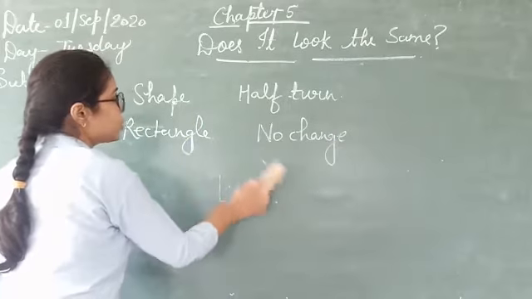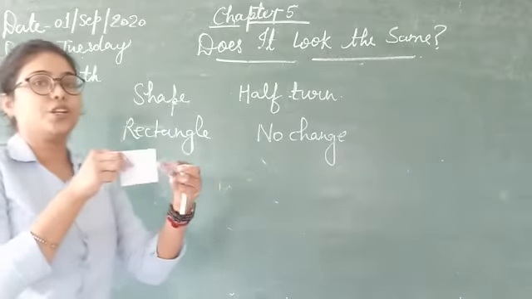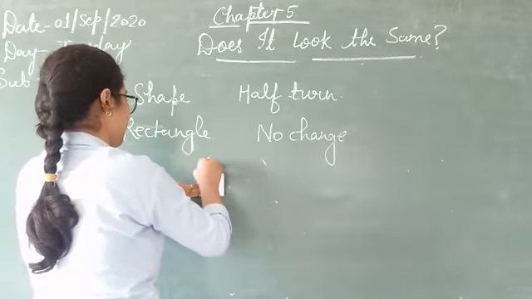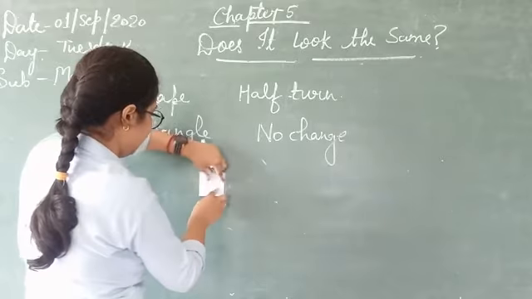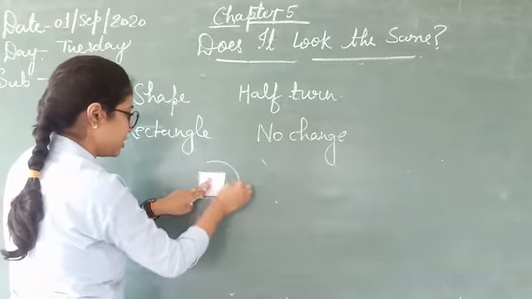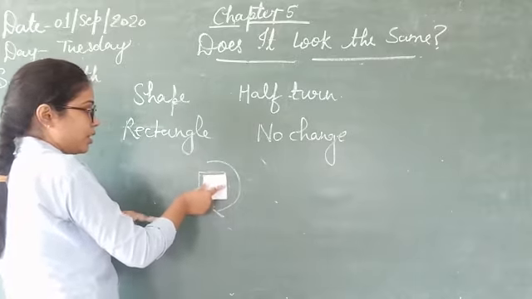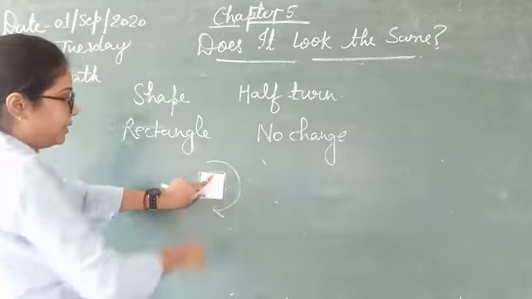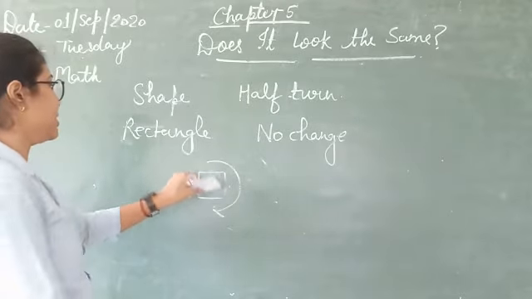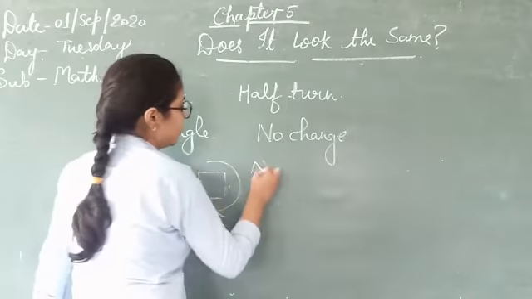Now let's see for the square. Here I have a square shape. You can also see this. This is the square. Again you have to do the same thing. So this is the square, I am tracing it here. We have to rotate it by a half turn, that means like this. After rotating, it will again come at this place, and again it is covering. So there is no change in the shape. So we will write square, no change.